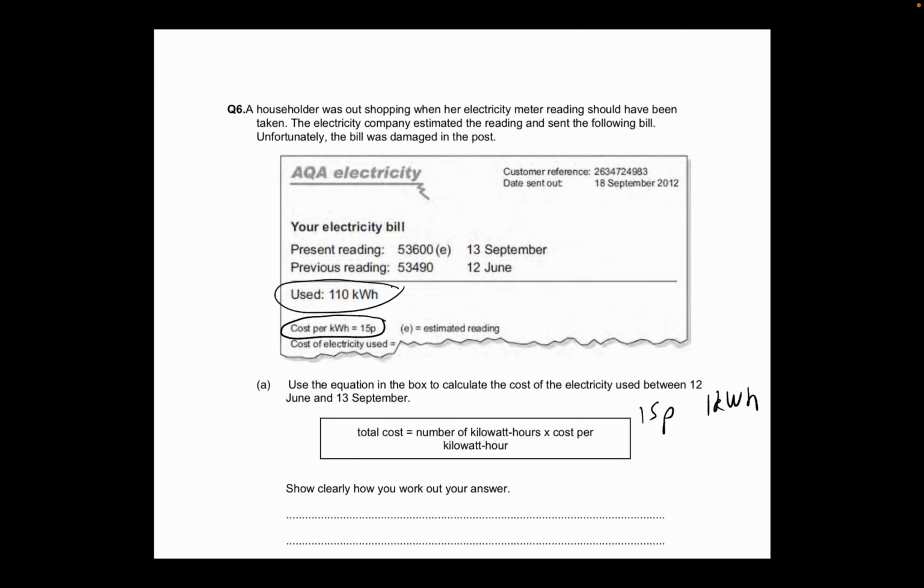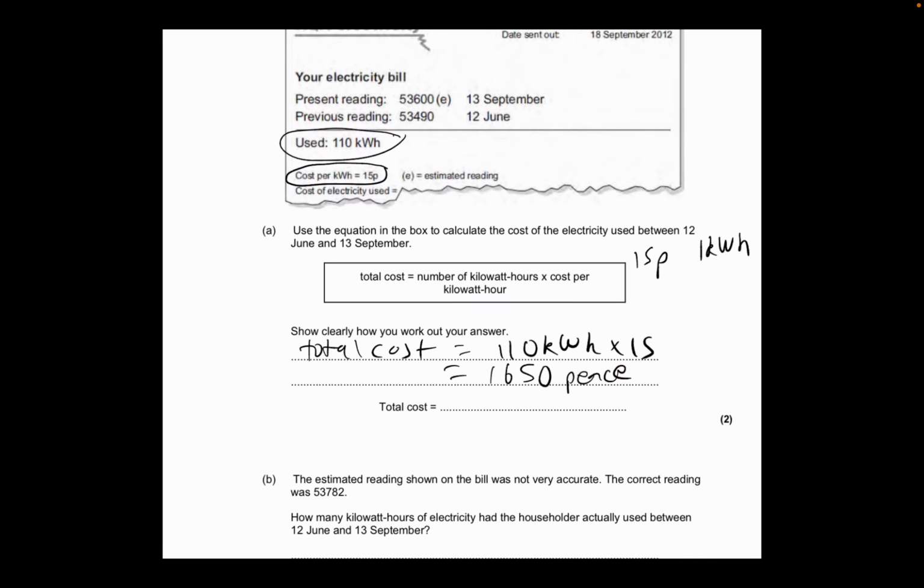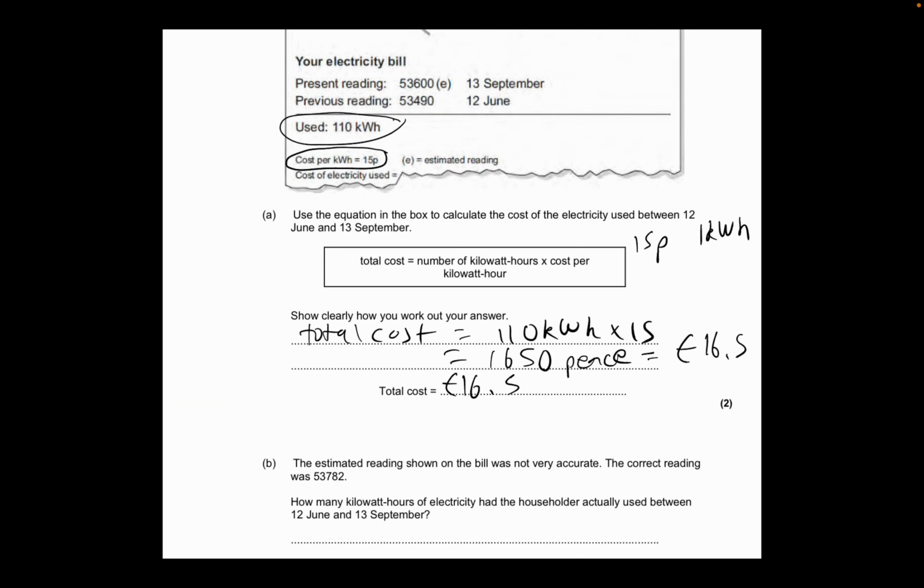So that's going to be the same thing again, where you have the total cost: 110 kilowatt hours times 15, to give you a value of about 1,650 pence. Now if you convert it, this becomes pounds, so £16.5. That's going to be your total cost for the appliance for using the electricity between 12 June and 13 September. Now let's move on to the next question.